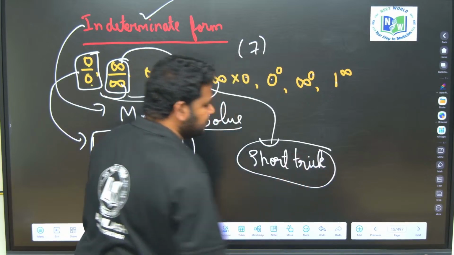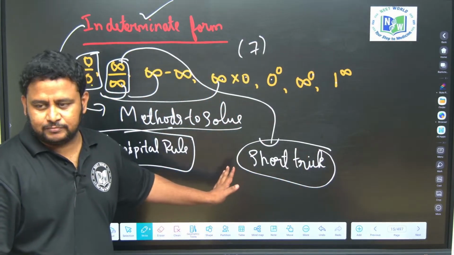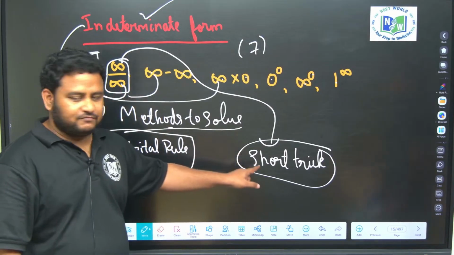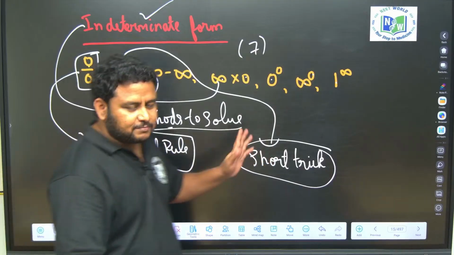For this infinity by infinity form, we have a short trick that I will tell you. For 0 by 0 form, we have L'Hopital rule. When it comes to infinity by infinity form, we have a short trick. Now, 1 to the power of infinity.